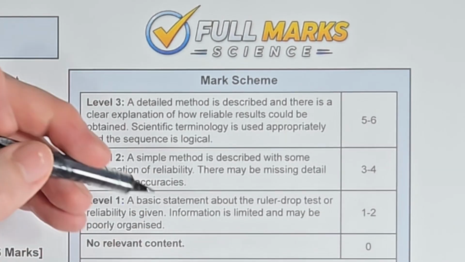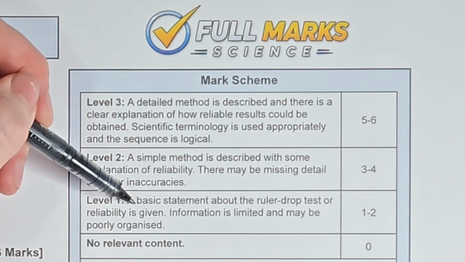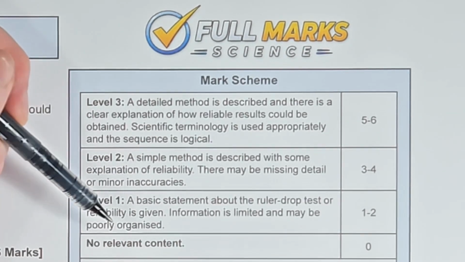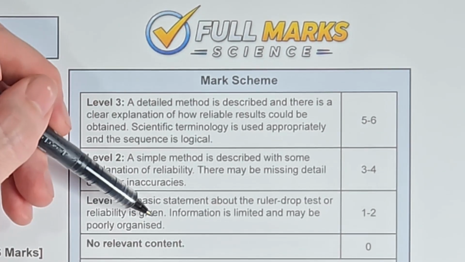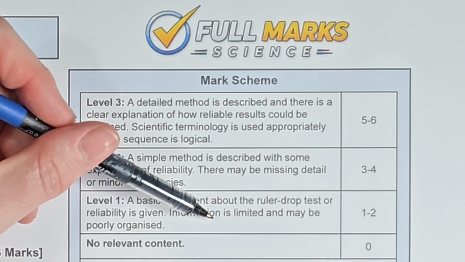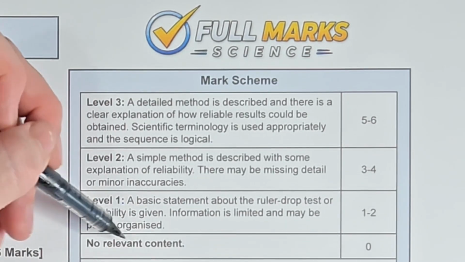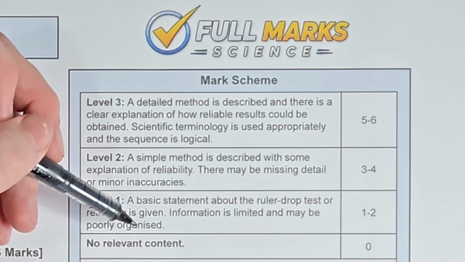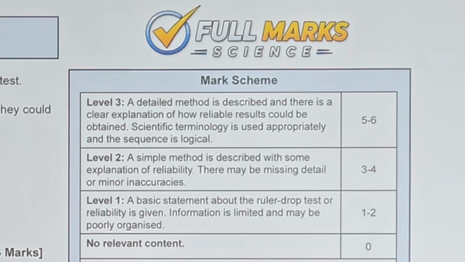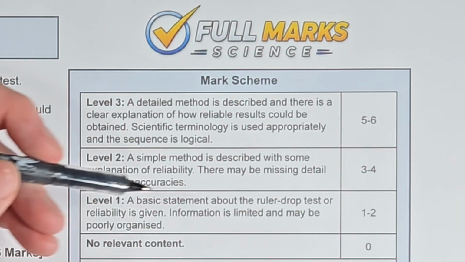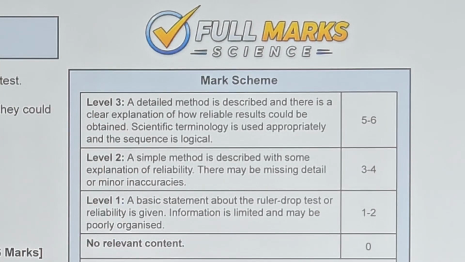But then at level 1, you need a basic statement about the ruler drop test or reliability is given. Information is limited and it might be poorly organized. So maybe someone can't quite remember what is happening in the experiment, but they kind of know what it is about: dropping a ruler to test reaction times. So they make a couple of statements about it.